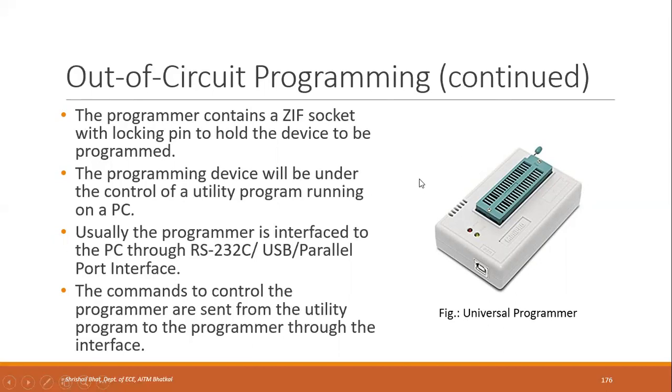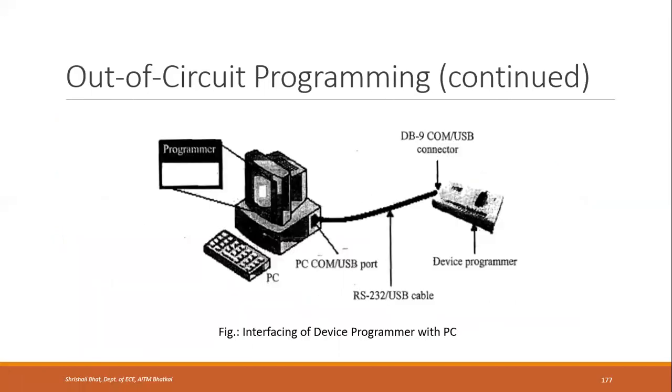There will be a software which is used for programming. Usually the programmer is interfaced to the PC through different interfaces like RS-232, that is serial interface, USB, or parallel port interface. The commands to control the programmer are sent from the utility program to the programmer through this interface. So this is a way we interface a device programmer with PC.